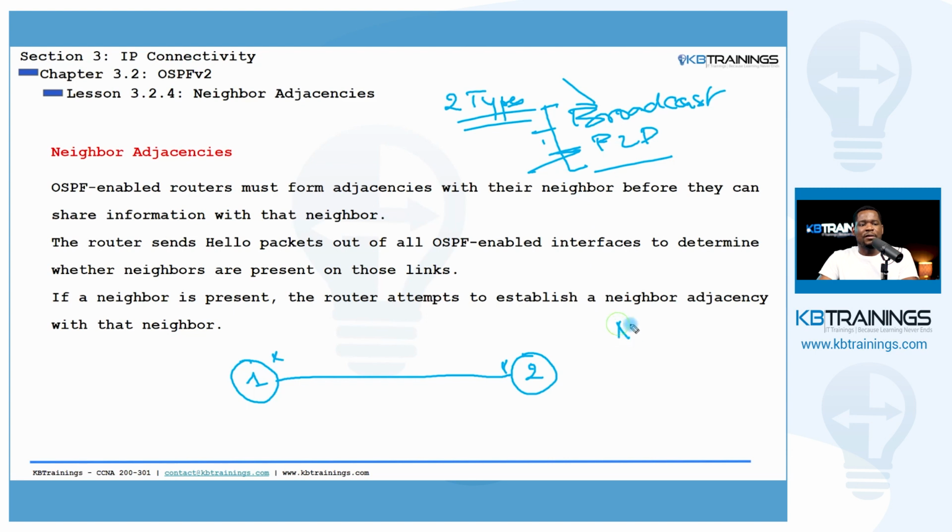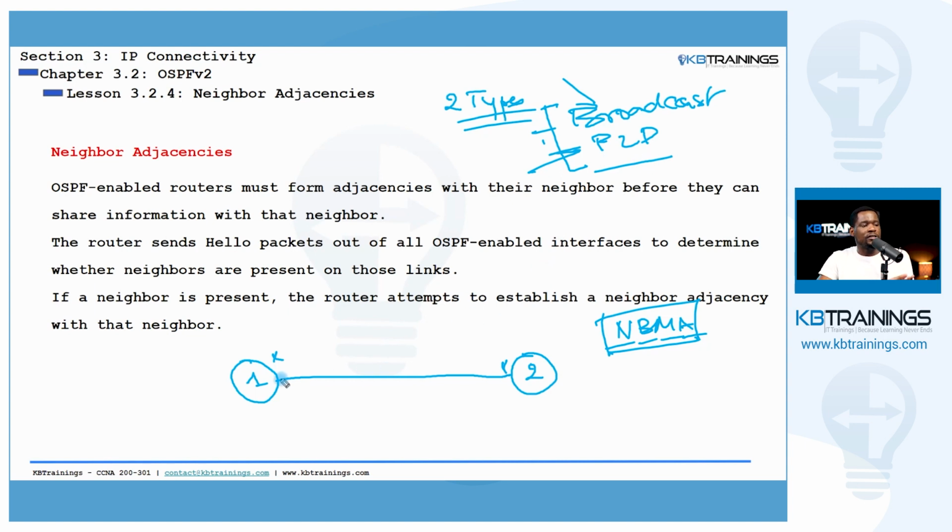If you have the NBMA, or non-broadcast multi-access network, you may have to configure the router manually. You need to go into configuration and let your router know which other router should be neighbored to it. But in our case, we are discovering the neighbors dynamically using the hello packet.